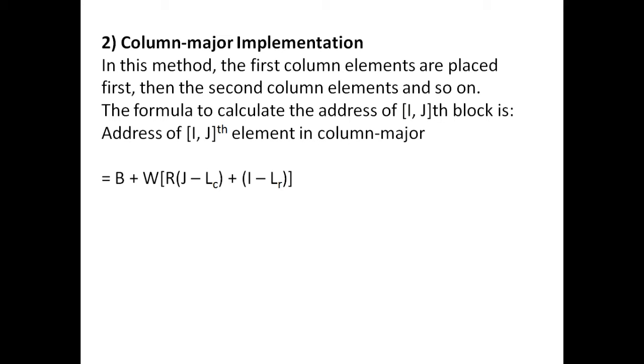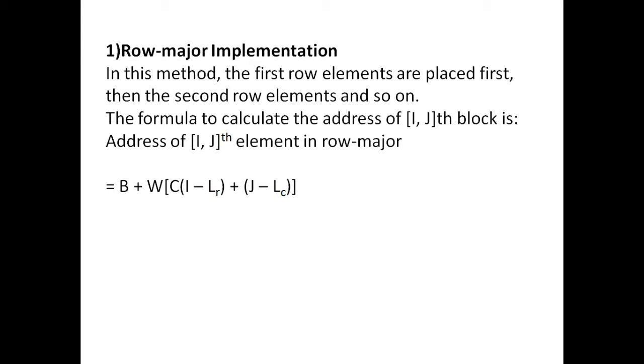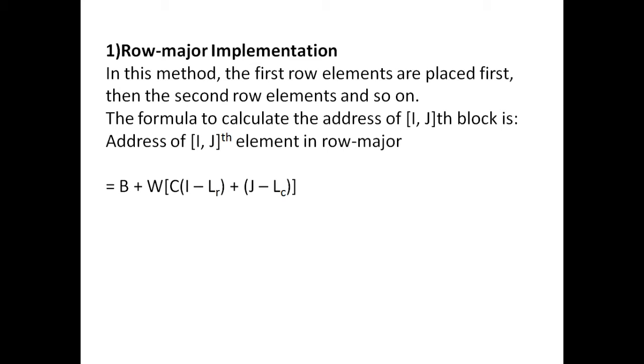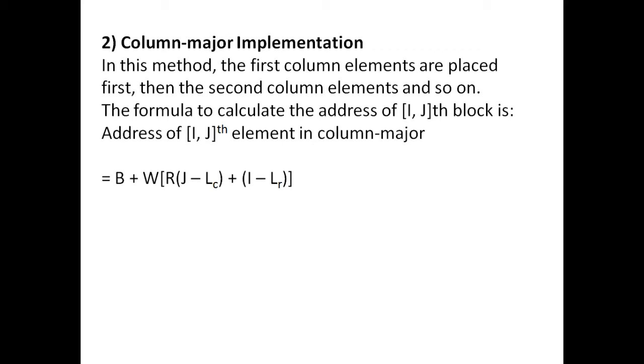B plus W, j minus LC. See here, it was I minus LR. Okay, that is j minus LC. Little bit of changes are here. Then I minus LR. With lower column, the row part will be there, number of rows, and in this case, with lower row, the column part will be there. This you need to remember, children.